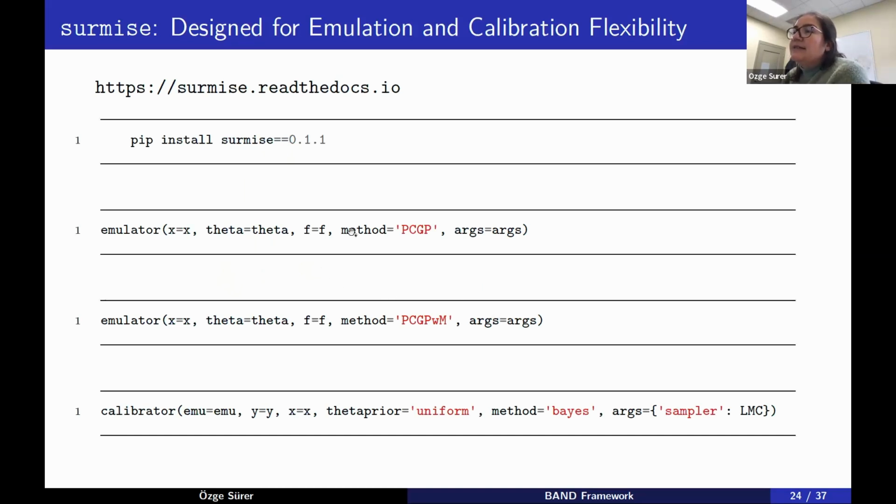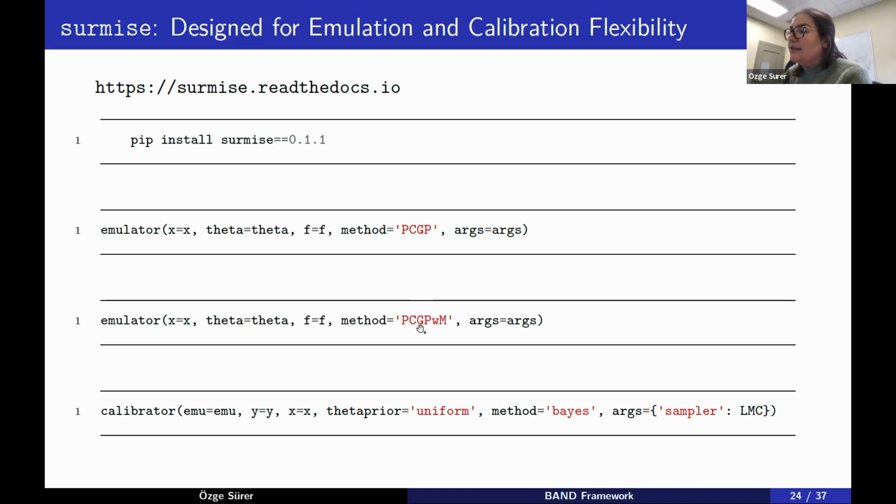And Surmise, as I said at the beginning, we developed this package as a Python package that can do some emulation and calibration strategy. So it includes different methods under these modules, and it has a basic input-output definition. We provide some training data, we select the method, and we just build the emulator. So what we did, we included some Gaussian process emulators under Surmise. And we also included some methods that we worked on.